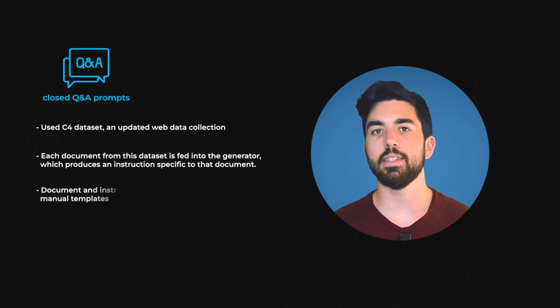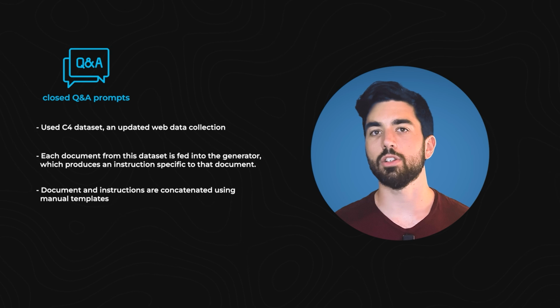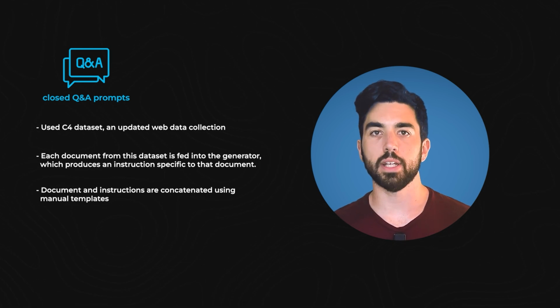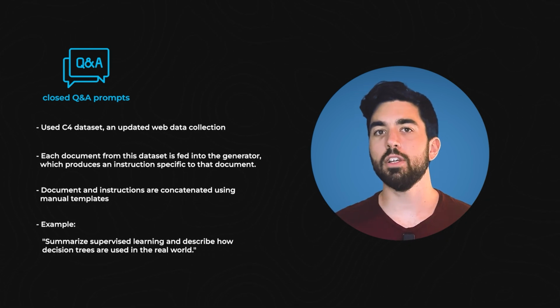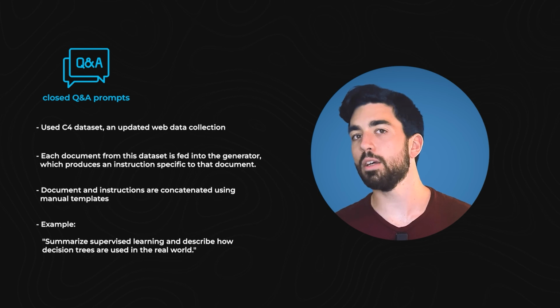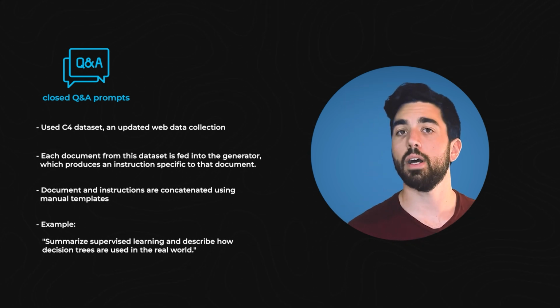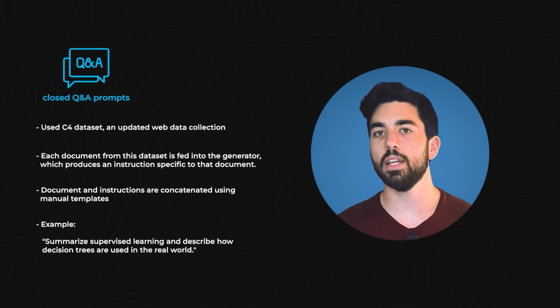The document is then concatenated with the instruction using specific manual templates. For example, for a document about machine learning, the instruction might be summarize supervised learning and describe how decision trees are used in the real world.